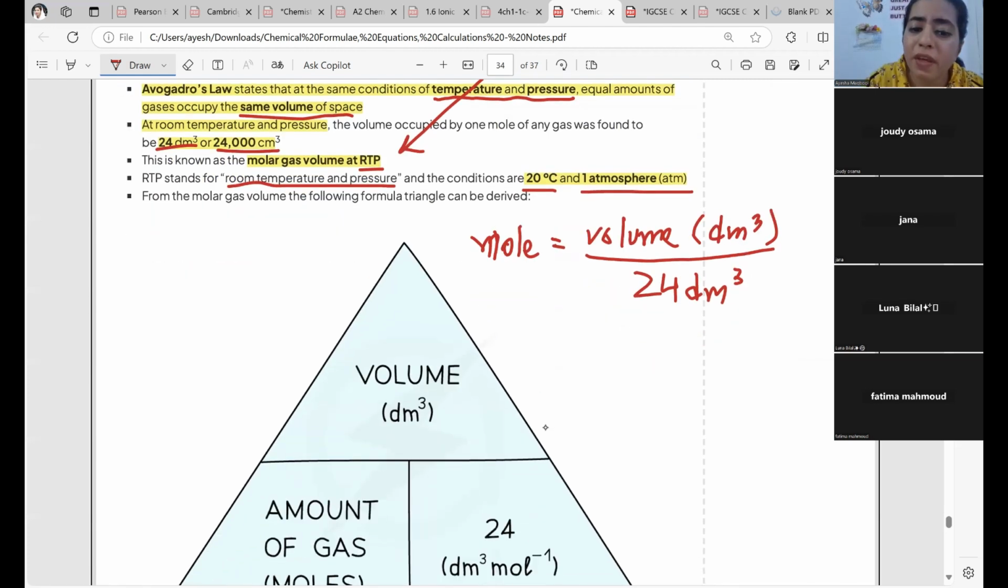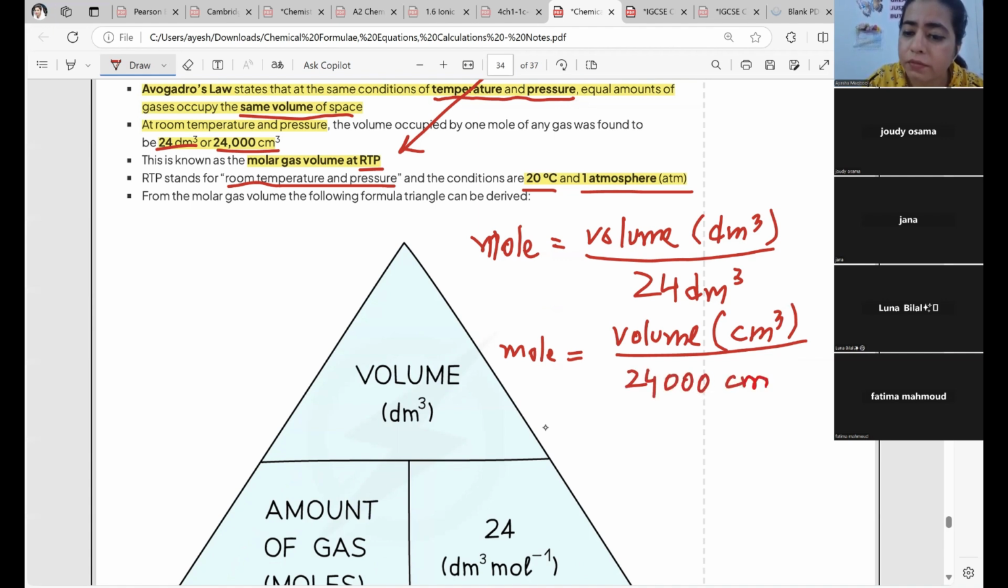Or you can do this in cm cube as well. Moles is equal to, if volume is given in cm cube, let's say, then you can divide this with 24,000 cm cube as well. Like this. Then you can apply this formula and it's the same, just the unit is changed. And you can easily find the moles.